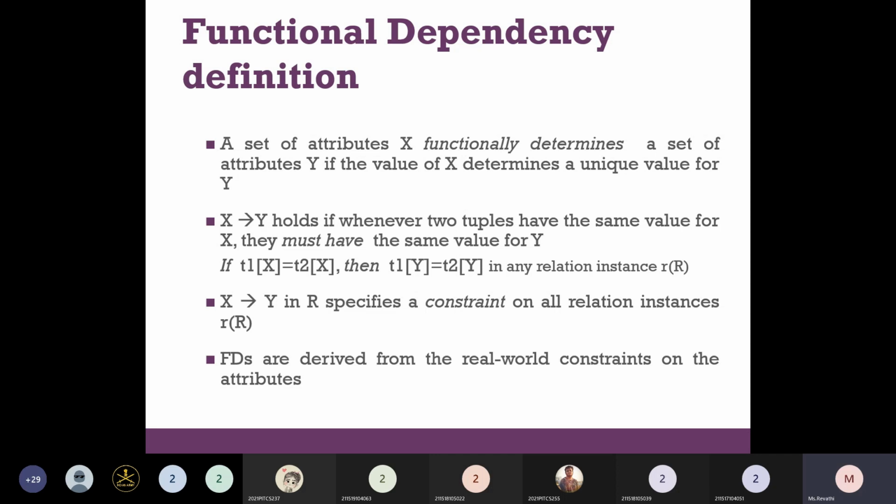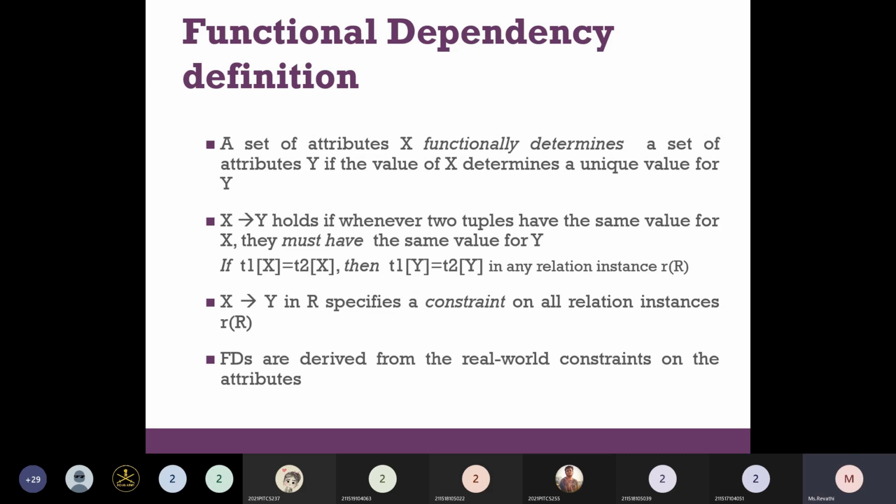X determines Y, in the sense that X can be a single attribute or a set of attributes, which determines the unique value for the attribute in another set. This is known as functional dependency. So this is the condition.